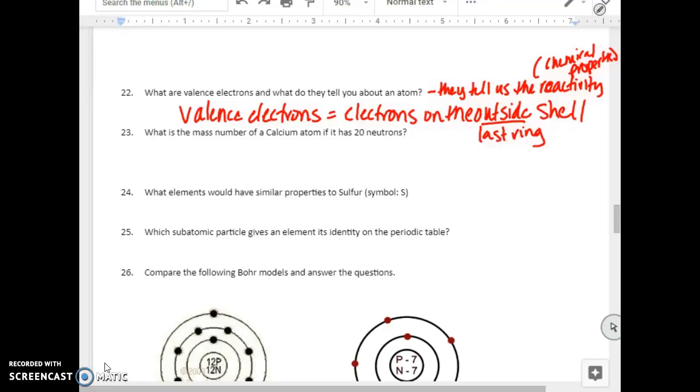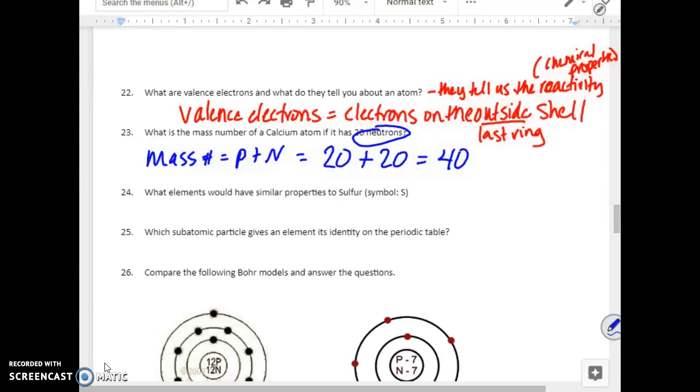Number 23. What is the mass number of calcium if it has 20 neutrons? Okay, we talked earlier about the mass number comes from the protons plus the neutrons. We can look on the periodic table and know that calcium's atomic number is 20, which means it has 20 protons. They told us in the problem that it has 20 neutrons, so the mass number would be 40 AMU.